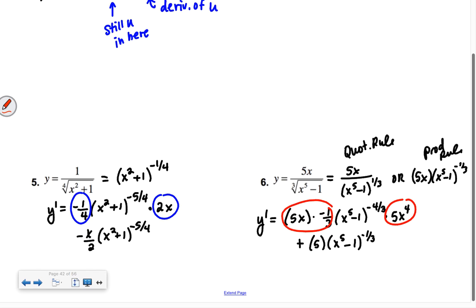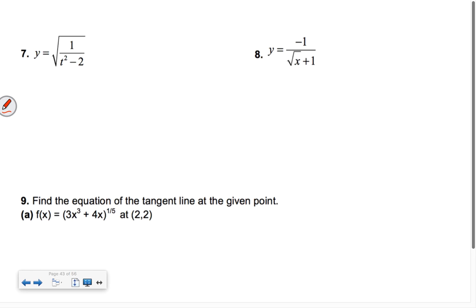All right, so let's try number 7. So same idea on number 7. So identify what the u is. What do you guys think the u is on number 7? It's tricky. Yeah, the u is this 1 over t squared minus 2. So when we do the derivative of u, we're going to use the quotient rule. Or you could use the chain rule if you wrote t squared minus 2 to the negative 1/2. So a double chain. Right, so we'll go ahead and do the quotient rule for that.